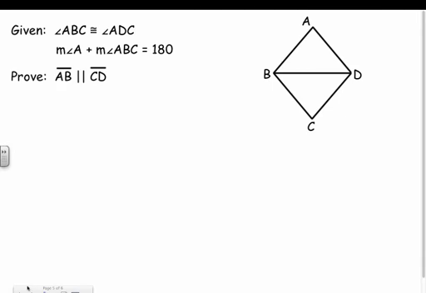So let's use this now. Let's try to do a proof here. So given ABC is congruent to ADC. I'm going to mark that. ABC is congruent to ADC.